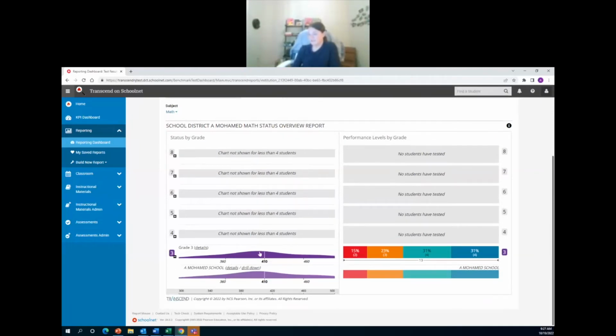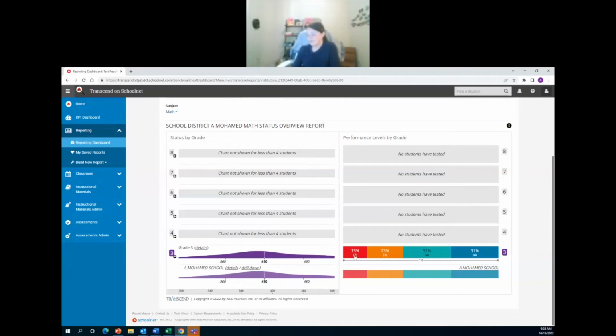So here we can start to see that more students were around the mean score, which obviously makes sense. So you can see there's a mean score of 410. Transcend is on uses scale scores and has a scale score range of 300 to 500. So this is just slightly better than the halfway point in the scale score range.